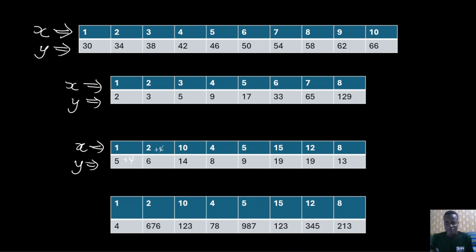Wait. 15 plus 4 is 19. 12 plus 4, I think, oh, this one is a mistake. Yeah. It's 16. It's supposed to be 16. And 8 plus 4 is supposed to be 12. But you wrote 13. It's 16. Wow. Sorry about that.